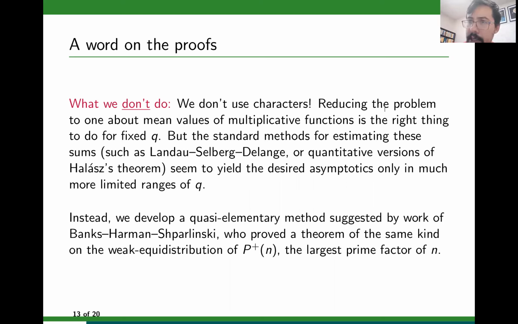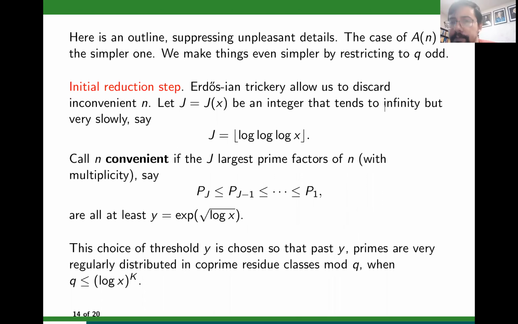So let me say more about what goes into this. I'm going to give an outline of the proof, and I'm just going to talk about the function a of n, which is the simpler function to talk about. And I'm going to make things even simpler by restricting to uniform distribution of a of n mod Q, where Q is odd. If Q is even, the theorem is still true, but there's one extra complication, which I don't want to get into.